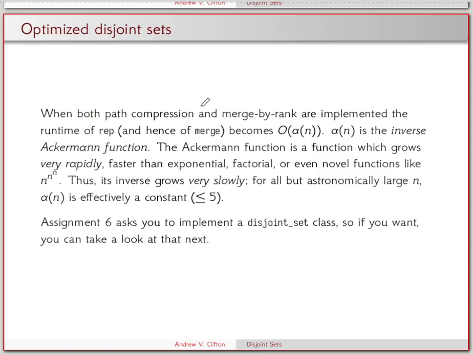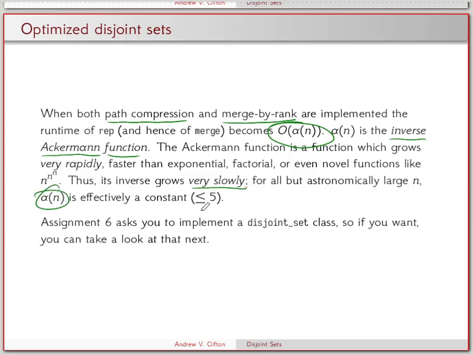If we do both those optimizations, both path compression and merge by rank, then our runtime turns into something called big O of alpha of n. Alpha of n is a weird function called the inverse Ackermann function. The Ackermann function grows insanely fast. Like the Ackermann function of 2 is like 200, and the Ackermann function of 3 is like a billion or something like that. So it's one of the fastest growing functions. The inverse of this grows very, very slowly.